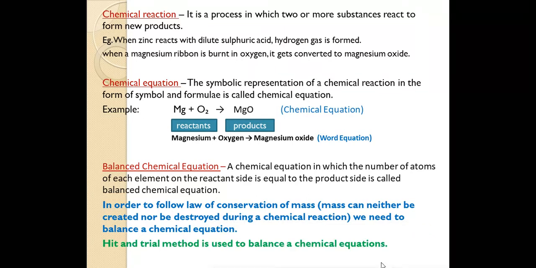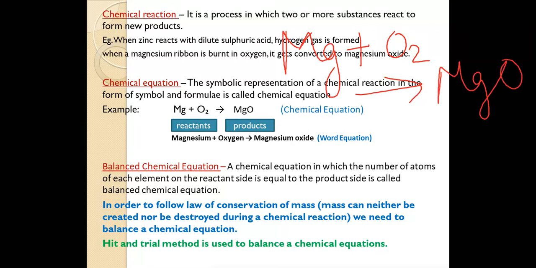But if I take an example of this one, Mg plus O2, so we are getting MgO. It is also not a balanced equation because over there we have two atoms of oxygen, but we have only one atom of oxygen over there. So it's not a balanced equation.